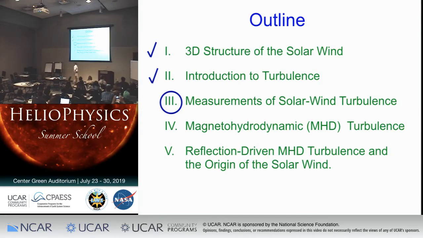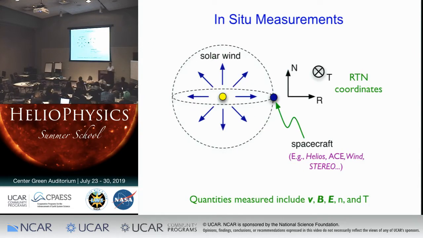Let's turn now to how we measure turbulence in the solar wind. The typical situation is we have a spacecraft sitting out in the solar wind, and I've illustrated one here in the ecliptic plane. Here's the sun. Say Earth is not far from the spacecraft. We're going to make measurements of the spacecraft's location, and we're going to use the standard RTN coordinates.